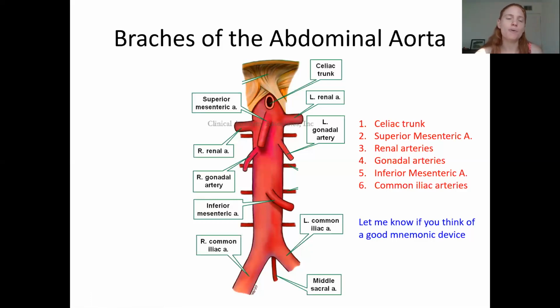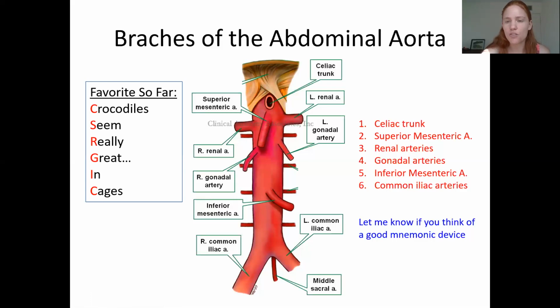You can use a mnemonic device. If you think of a really good one, let me know. But my favorite one so far, which came from one of my students a couple of semesters ago, is crocodiles seem really great in cages. The first one, celiac trunk, is crocodile. Seem is superior mesenteric. Really as in renal. Great as in gonadal. In as in inferior mesenteric. And then cages as in common iliac artery. So it's going to be in order, so you can use a mnemonic device.